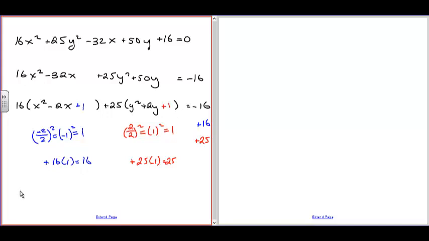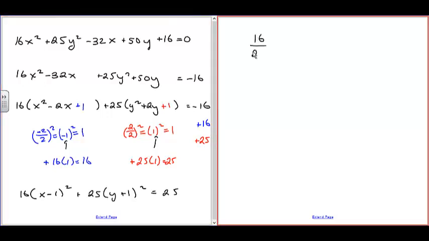So we have 16, and then you can make this into a complete square, which is going to be x minus 1 squared. Then we have plus 25 times y plus 1 squared. And that is equal to 16 minus 16, that's 0, plus 25, so it's 25. And then we divide both sides by 25, so each term gets divided by 25.